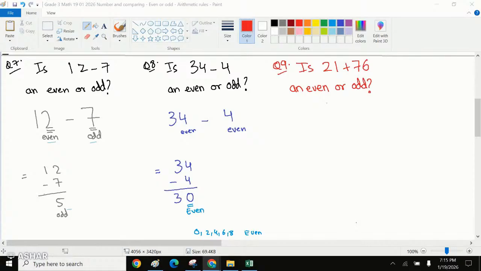We know that 21 is a number that ends with 1, right? And 1 is always odd. 76 is an even number, a number ending with an even digit. And we know that whenever the types of the numbers are different, the result will always be odd. That means 21 plus 76: 1 plus 6 is 7, and this is 9. And 7 ends at an odd number.